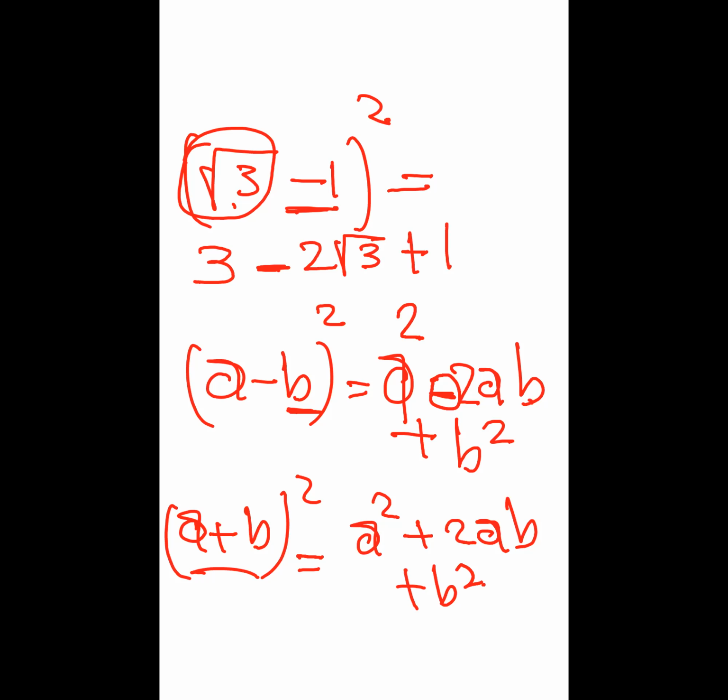Any questions till now, guys? No. Okay, very good. The next point. It's a very easy question, by the way. Simplify the following: square root of 75 minus 2 square root of 27 plus the square root of 3.